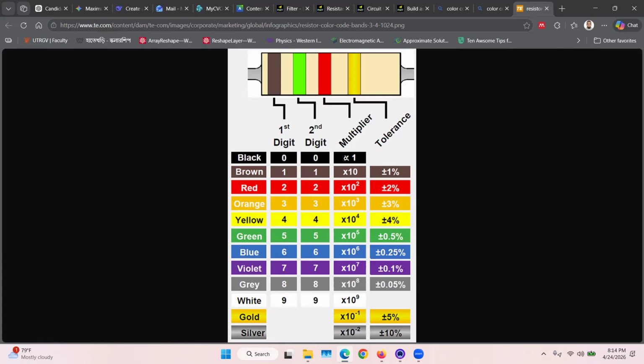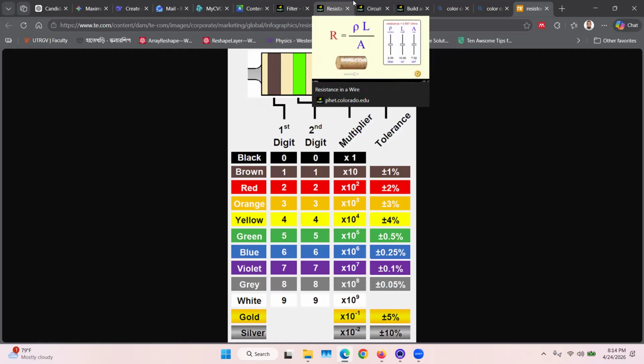Black represents 0, 0 times 1. Brown represents 1, 10 to the power 1. Red represents 2, 10 to the power 2. Orange, that's how you need to go. I will post this online, so you need to watch this video very carefully.